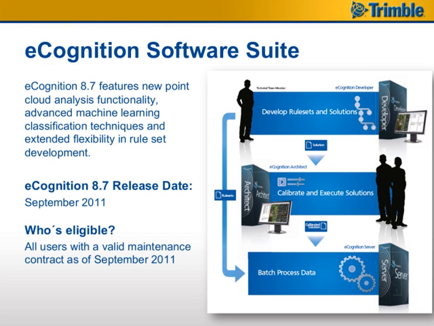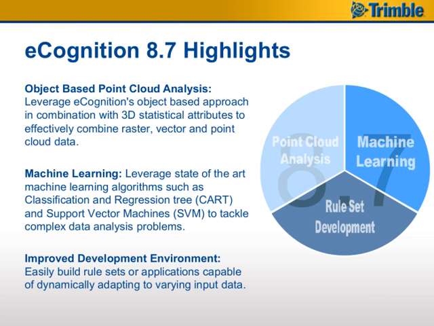Now I want to switch to the new eCognition version 8.7. We released this version two weeks ago, and all users with a valid maintenance contract can download, install, and use this software now. This slide gives you a short introduction to the highlights of eCognition. The new object-based point cloud analysis capabilities make it now possible to analyze raster, vector, and point cloud data in combination.